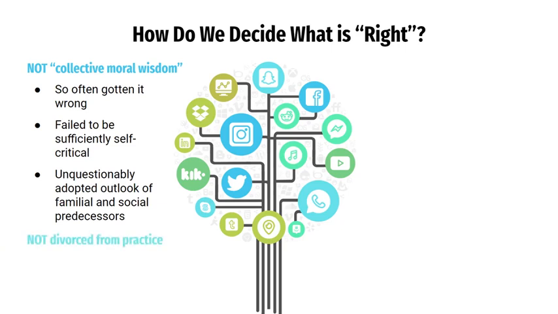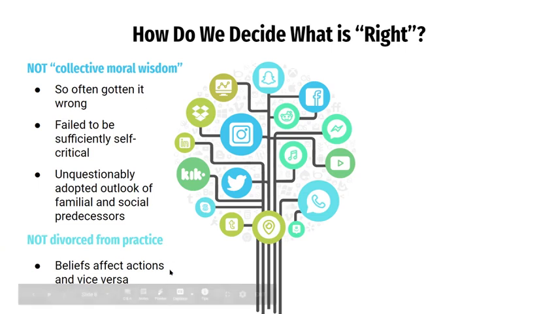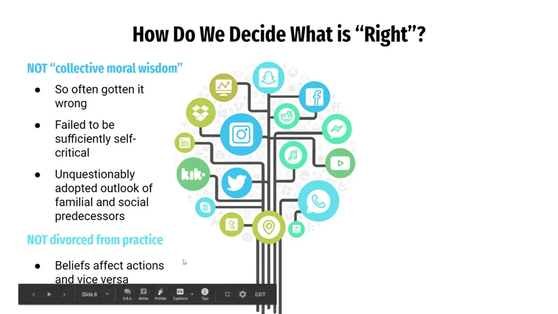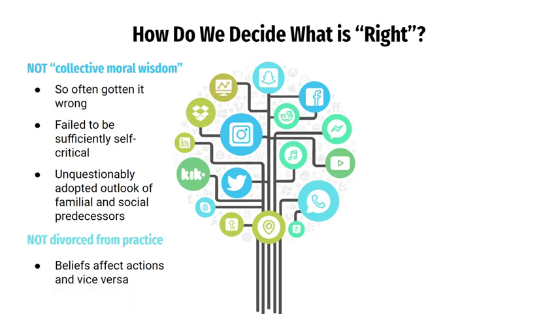But deciding what's right should not be divorced from practice. I think it's fair to emphasize because beliefs affect actions and vice versa. I mean, if I believe that vaccines cause autism, that's going to shape, right, whether I get the COVID-19 vaccine. So ethics has real powerful consequences for how we live our lives and how we interact with others.